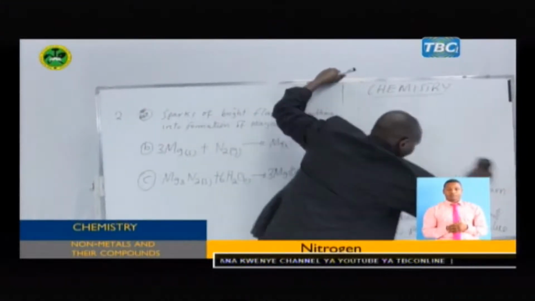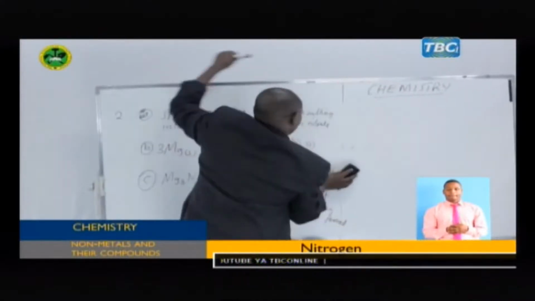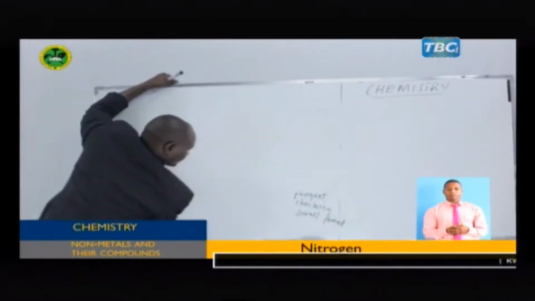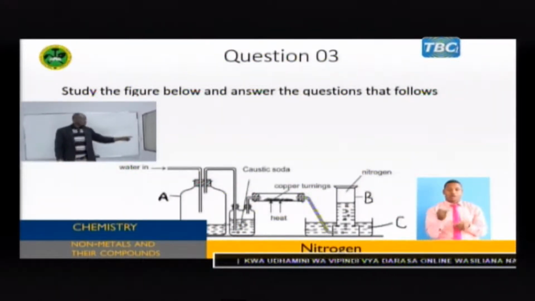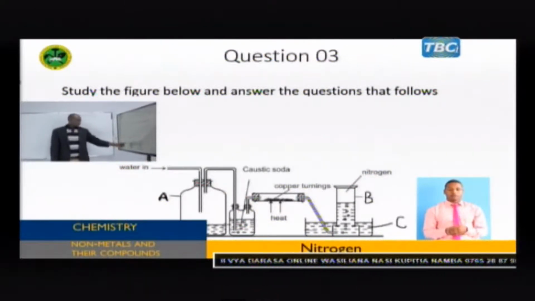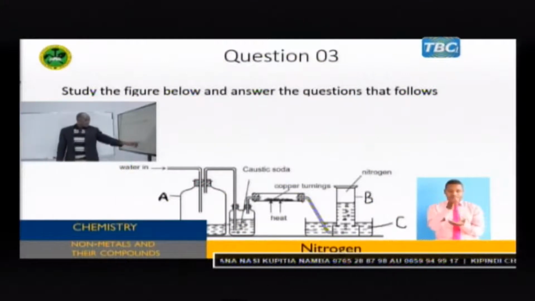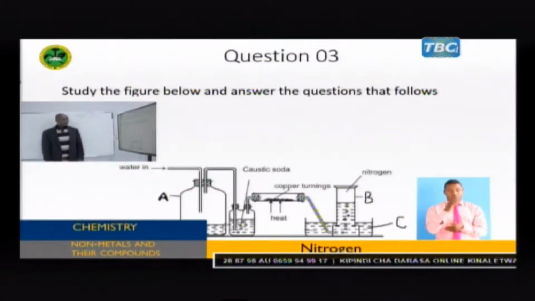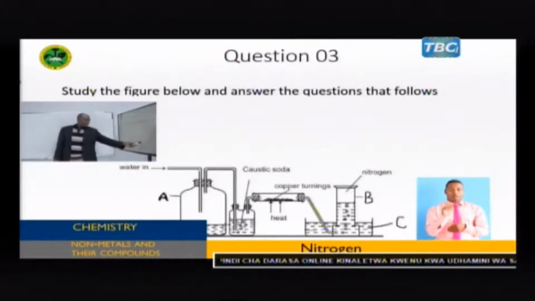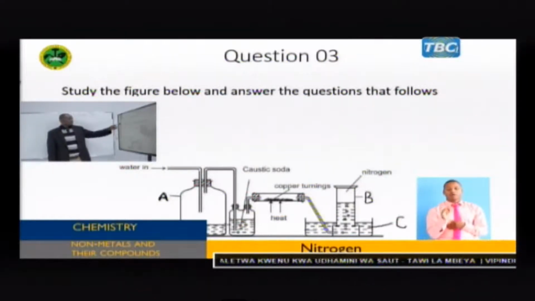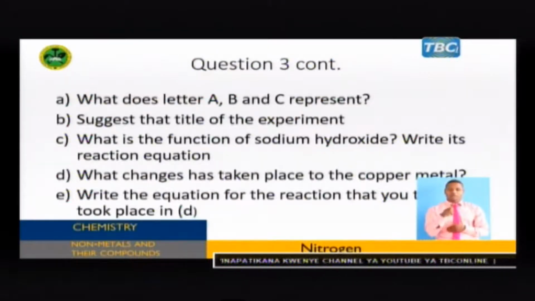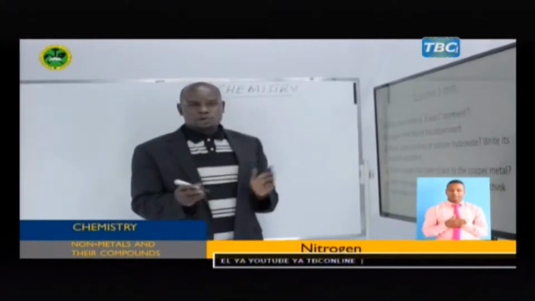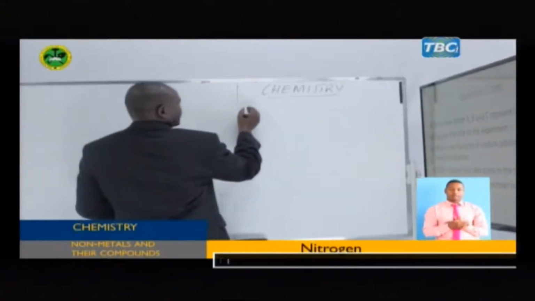The last question, we have been given the diagram here, this vessel representing A, and this is B, this is C. We are told to study the figure below and answer the questions that follow. Now, part A is, what do letters A, B, and C represent? I know you have observed the diagram, whereby this is question number 3.